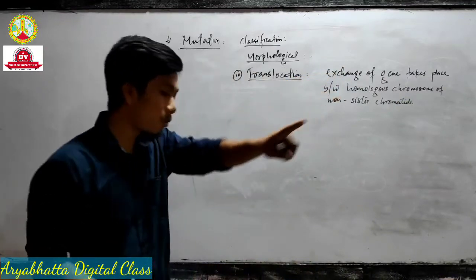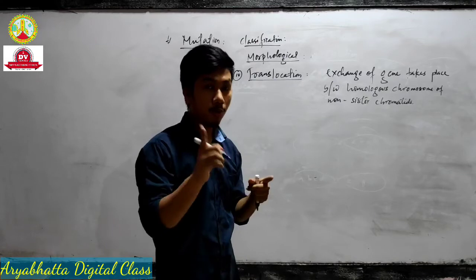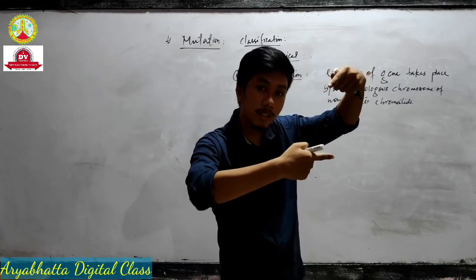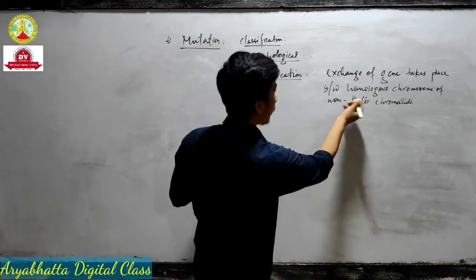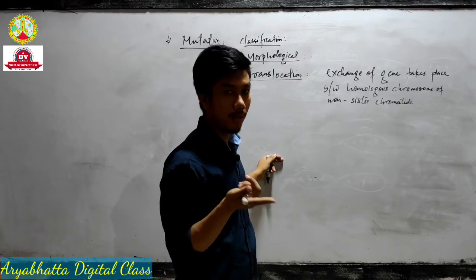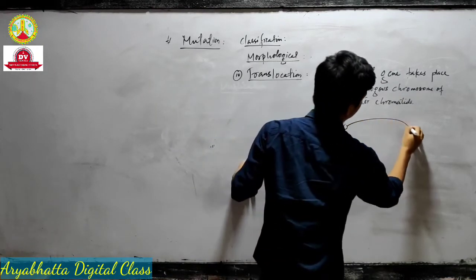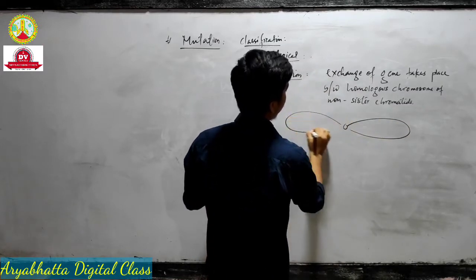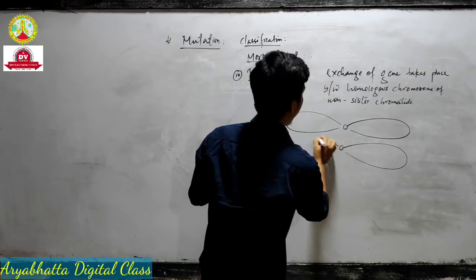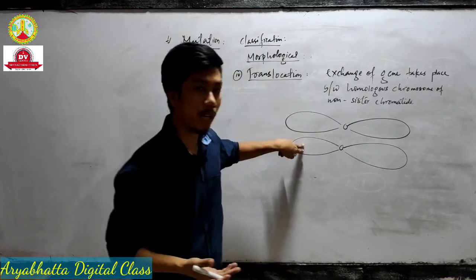So here what happened? Two chromosomes are involved in case of translocation, and the exchange takes place between one chromosome and another chromosome. That's why it says between the homologous chromosome. Homologous means the same chromosome, of non-sister chromatid. So this is our chromosome, and this is another chromosome. The exchange of genes takes place between one chromosome and another.